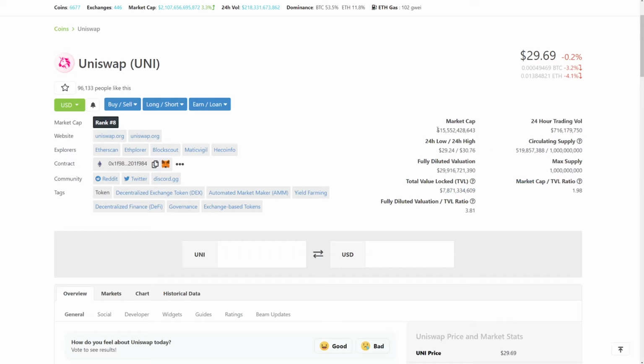And if we compare those two values, we get this ratio, which tells us how overpriced or underpriced Uniswap is. And if this ratio is higher than 1, we can say that the Uniswap token is a bit overpriced, so it's sitting around a ratio of 2.